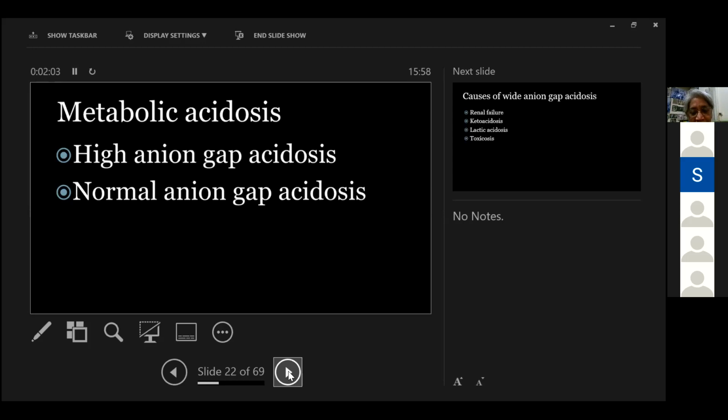Somebody from Diabetic number 1. Ketoacidosis. Very good. Any other? Lactic acidosis, very good. Methanol poisoning, ethanol, okay. Methanol, salicylate poisoning. Starvation ketoacidosis. Okay.